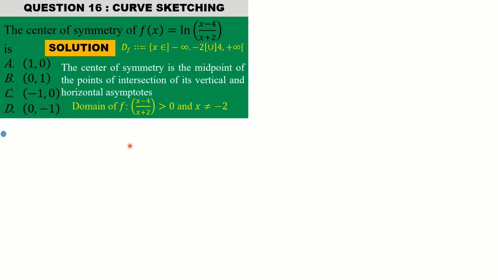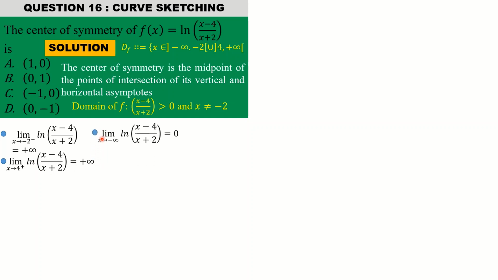Now we need to take the limits at the boundaries or the extremities of the domain. So the limit as x tends to -2 from below of my function is positive infinity. Next, the limit as x tends to 4 from above is positive infinity.